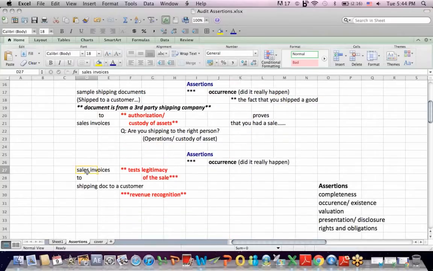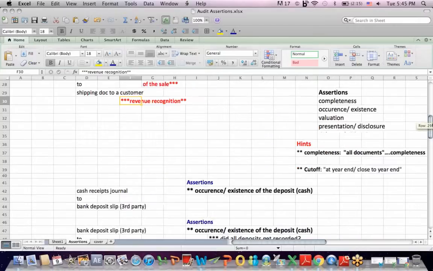What if we flip it? What if we trace sales invoices to a shipping document? That other direction probably also proves occurrence. Did it really happen? It tests the legitimacy of the sale. Is the sale legitimate? Which gets us to revenue recognition. Should I recognize revenue? It depends what my criteria is for revenue recognition. If the criteria is when I invoice someone, that's different from when I ship something. When you ship something, it's probably more reliable than just sending a bill, because the client has more skin in the game. If they're willing to accept goods from you, that's probably a more reliable test of revenue recognition.